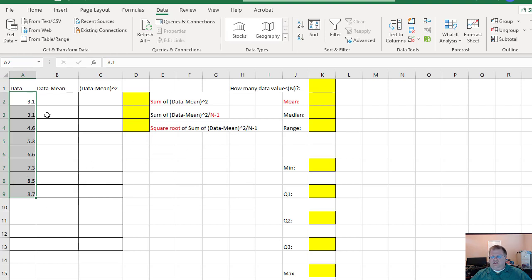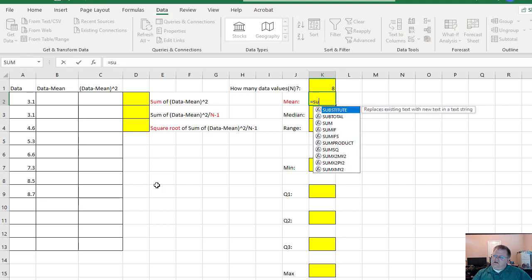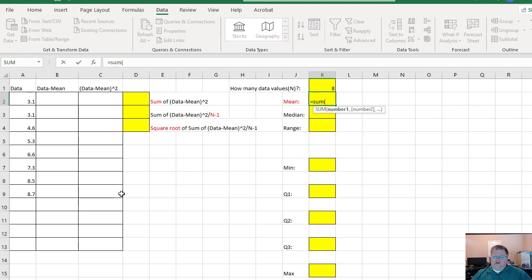Okay, so to calculate the, let's see, how many data values are there? Right there, there are 1, 2, 3, 4, 5, 6, 7, 8. There are 8 data values. And to calculate the mean, I want to add these all up and divide by that total. So in Excel, I have that sum feature where I can add those all up and divide by 8. So that gives me the mean.